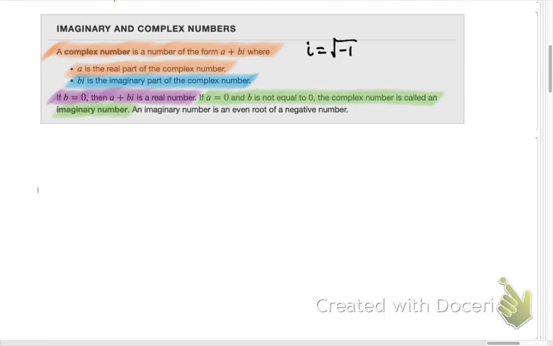So a complex number is one that has a real and an imaginary part. If the imaginary part is 0, then the complex number is a real number, just like we're used to working with. And if the real part, a, is equal to 0 and b is non-zero, the complex number is called an imaginary number. And we said an imaginary number is just an even root of a negative number, because i is equal to the square root of -1. And we saw in our motivating question that these square roots of negative numbers arise as solutions to certain equations, like x squared plus 9 equals 0. So we're just going to get used to the terminology here in our first example.